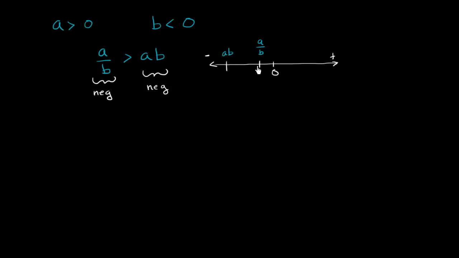So one way to think about it is they're both negative, but a over b is going to be less negative. Or another way of thinking about it, it's going to have a smaller absolute value. Its distance from 0, which is another way of thinking about absolute value, its distance to the left of 0 is less than a times b's distance to the left of 0. But because they're both negative, the one that has a smaller distance to the left of 0 is less negative and is therefore a greater number.